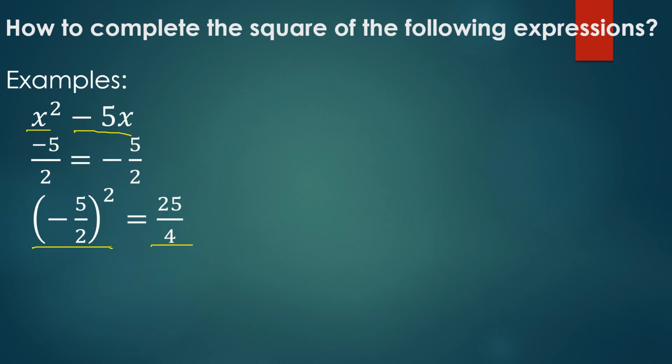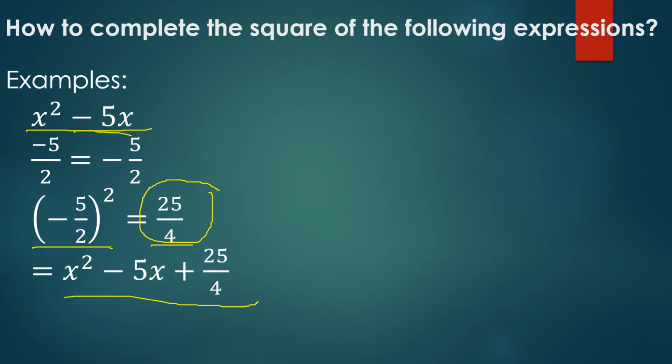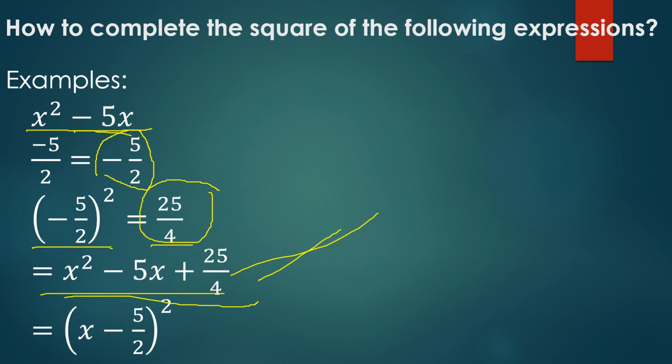Now, to complete the square of this expression, we are going to add 25 over 4. So we have x squared minus 5x plus 25 over 4. And we all know that this perfect square trinomial can be written as a square of a binomial by getting this one, negative 5 over 2. So the square of a binomial of this perfect square trinomial is x minus 5 over 2 quantity square.